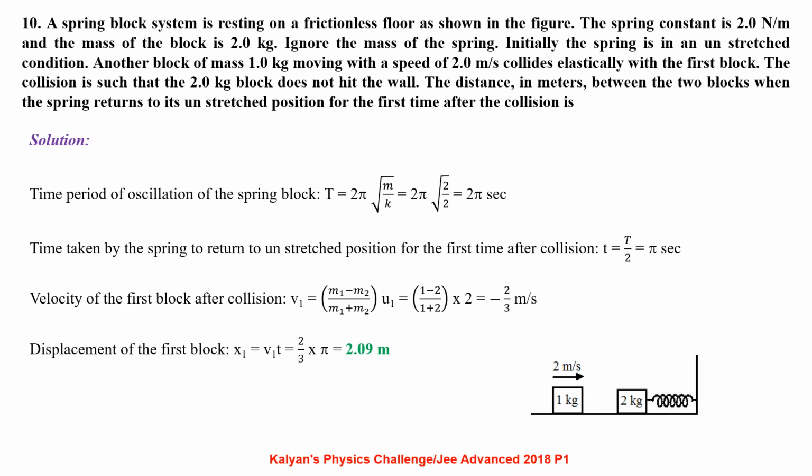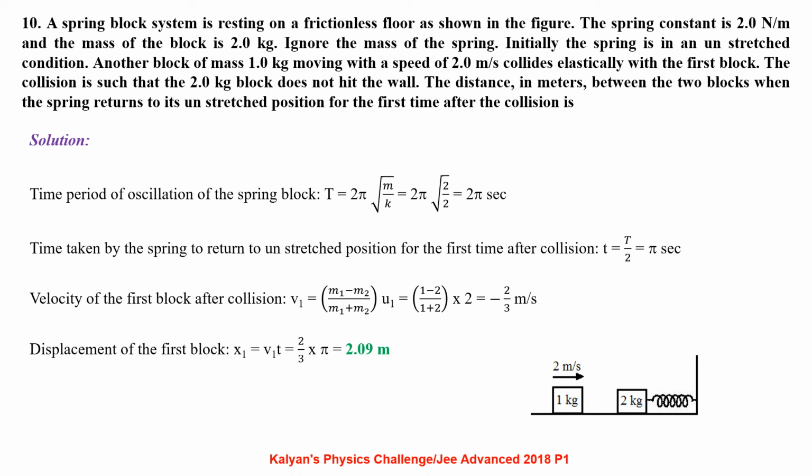A spring block system is resting on a frictionless floor as shown in the figure. The spring constant is 2 Newton per meter and the mass of the block is 2 kg. Ignore the mass of the spring. Initially the spring is in its unstretched condition. Another block of mass 1 kg moving with speed 2 meter per second collides elastically with the first block. The collision is such that the 2 kg block does not hit the wall. The distance in meter between the two blocks when the spring returns to the unstretched position for the first time after the collision is?